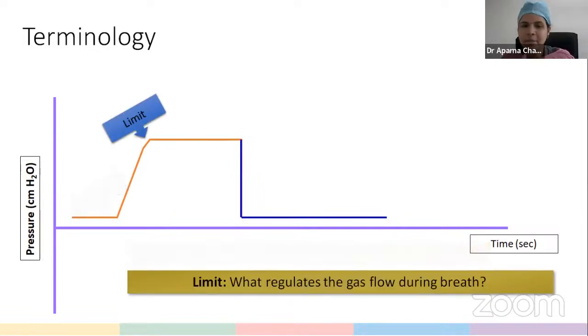The next variable is the limiting or the control variable, which means what determines the maximum flow during the ventilator breath. Usually, this is either pressure or volume. All other parameters such as flow are rarely used as limiting variables. So we either use pressure limited ventilation, pressure controlled ventilation, where the pressure that is predetermined by us determines the maximum flow during the ventilator cycle. Or in volume ventilation, we predetermine the tidal volume of the patient. So we say this is the tidal volume desired, and this determines the limit of the breath.